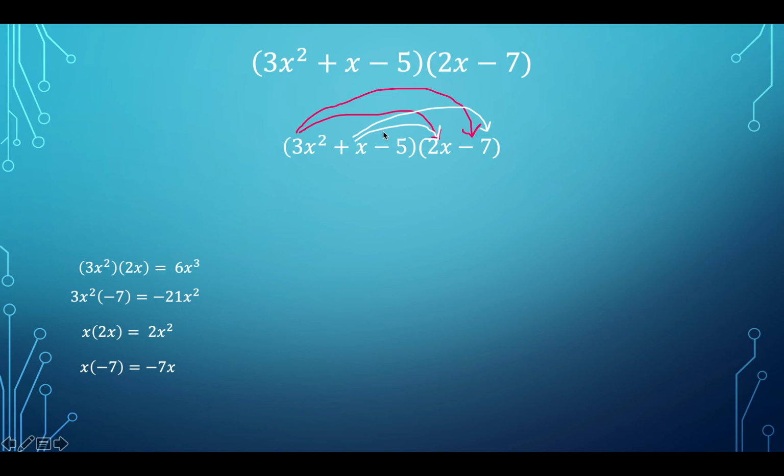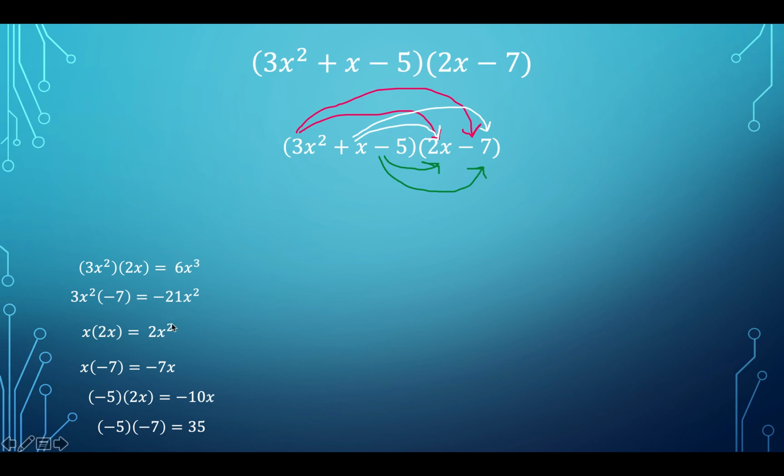So lastly, we have to worry about this negative 5. Now we're going to do the same thing, distribute the negative 5 to each of these terms. So we have negative 5 times 2x. That gives us negative 10x. Then we're going to do negative 5 times negative 7. Negative 5 times negative 7 gives us 35.